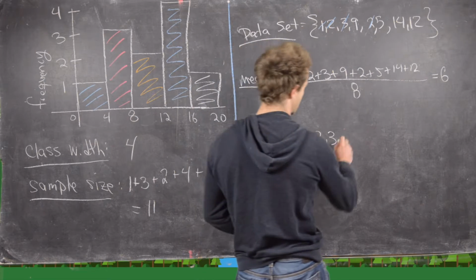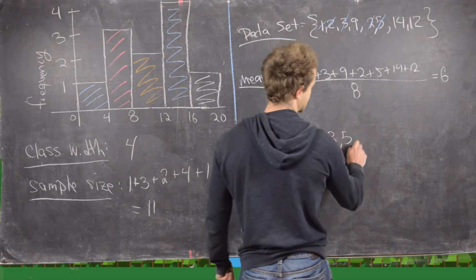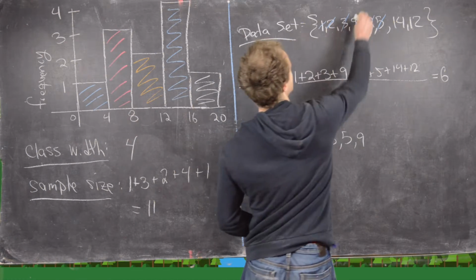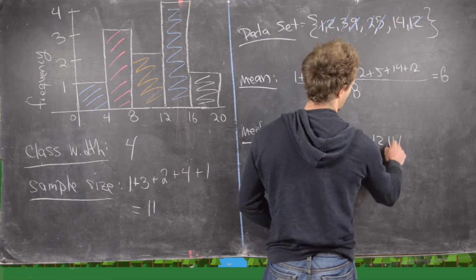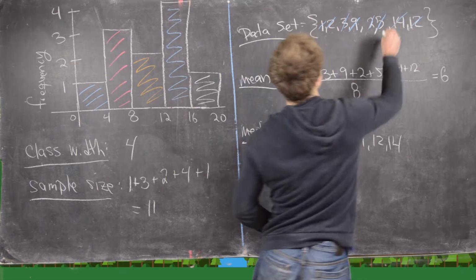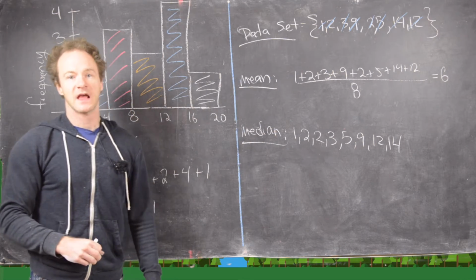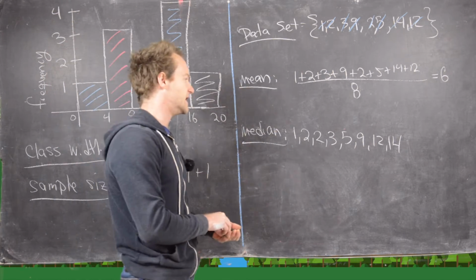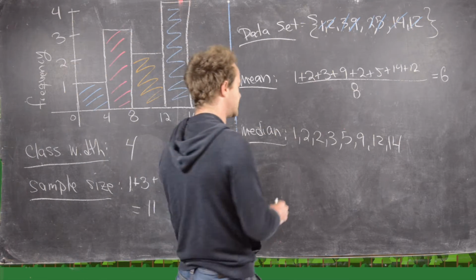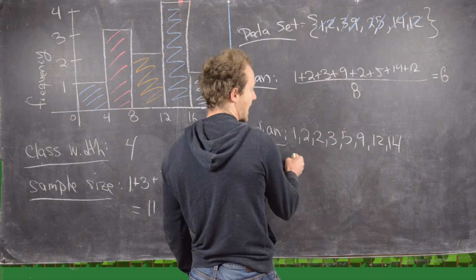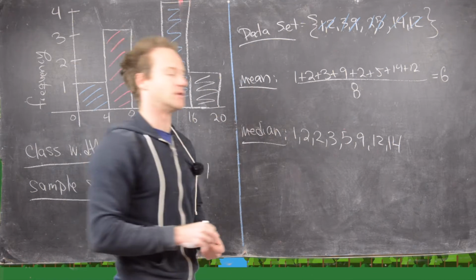Great, and then the next number will be a 5, so we'll cross that out. The next number will be a 9, and then a 12, and then a 14. Okay, so notice we've crossed all the numbers up there out, and we've put them in order. And now what we can do is look at for which one is right in the middle. So we can do that maybe by crossing one out from either side until we get to the middle.